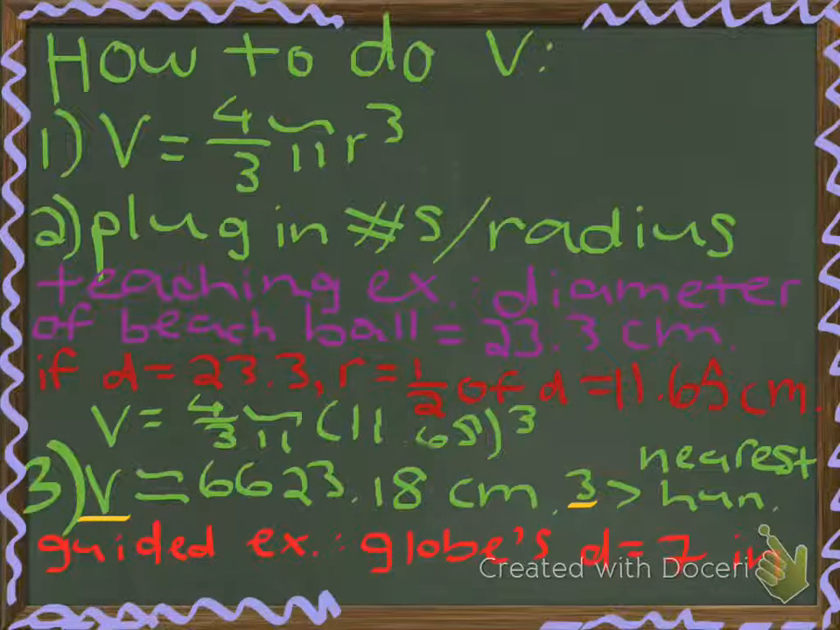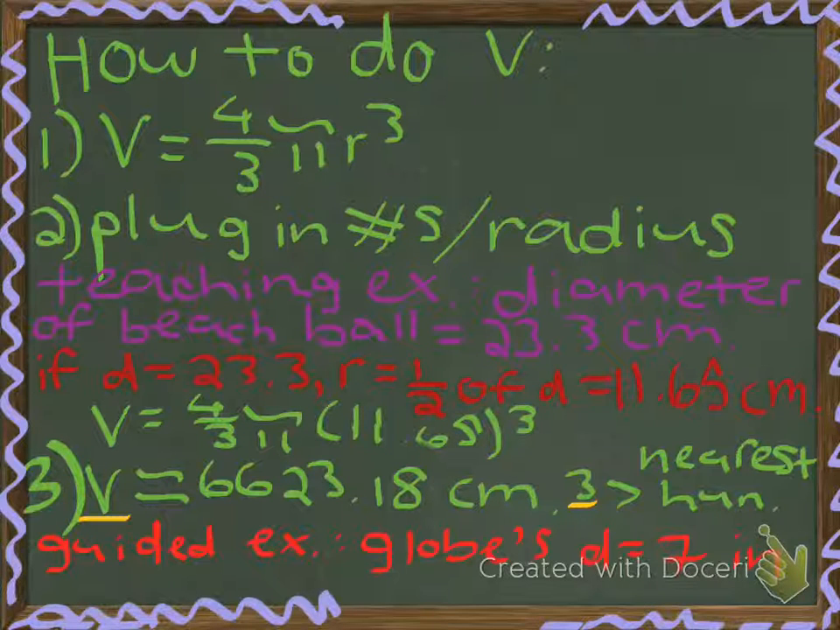Okay, so we did the surface area of a sphere. Now another property is the volume. And the volume of the sphere is equal to 4/3 times pi times r cubed, or r to the third power. So the first step, just like the surface area, is to write the formula, which I just said, and it's written right here. Then the second step is to plug in the numbers or plug in the radius, same as the surface area.